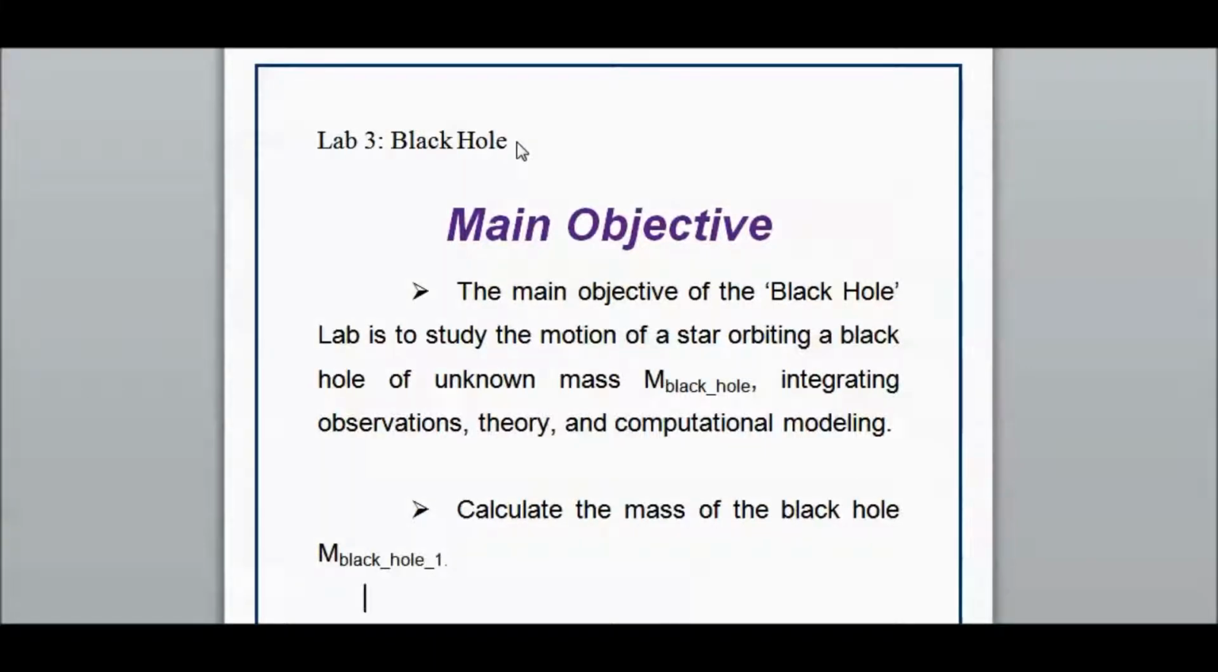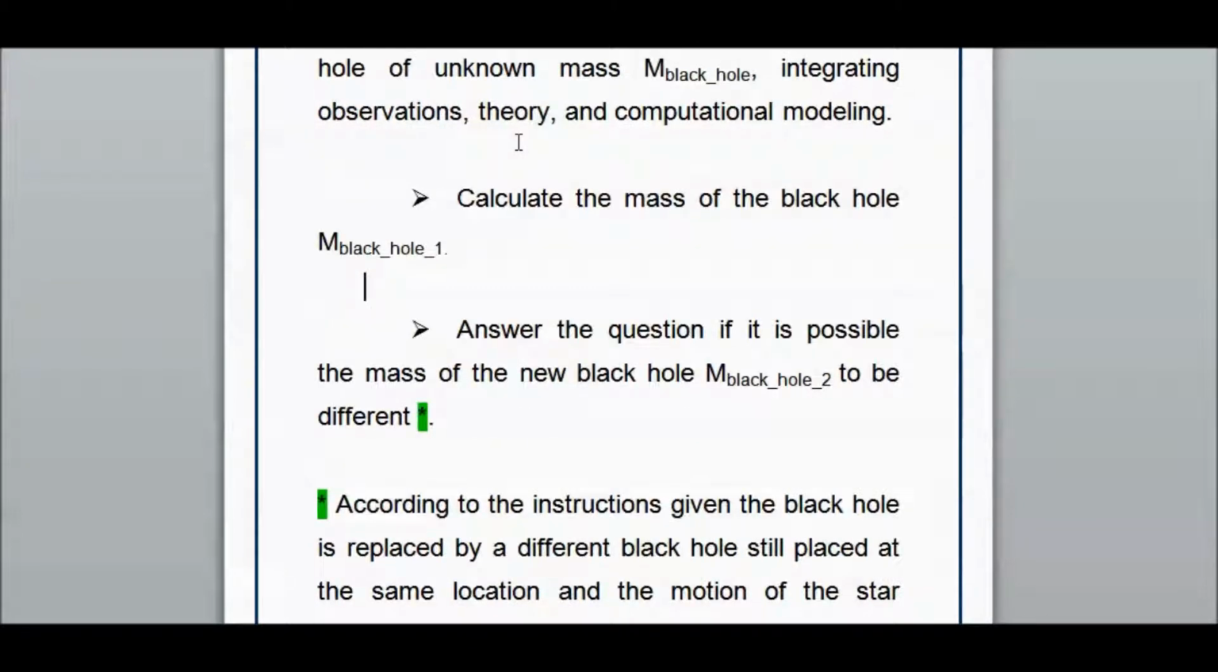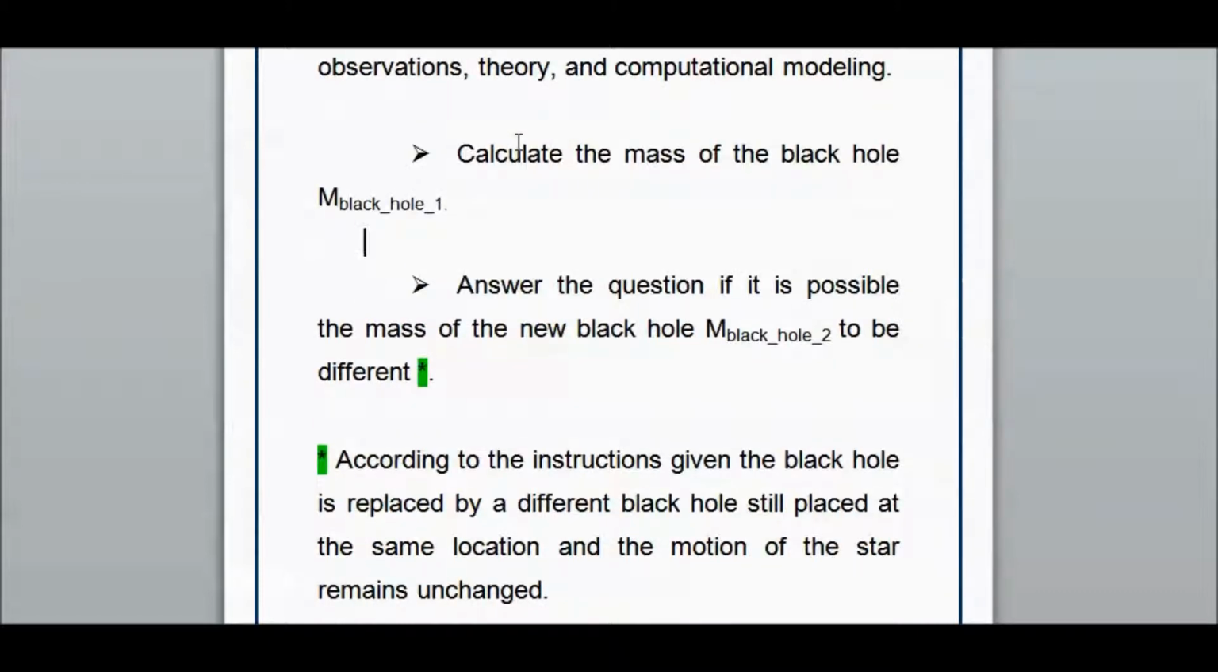Hello. The main objective of the Black Hole Lab is to study the motion of a star orbiting a black hole of unknown mass, integrating observations, theory, and computational modeling. Furthermore, the lab aims to calculate the mass of the black hole and answer the question if it is possible the mass of the new black hole to be different from the mass of the original black hole.